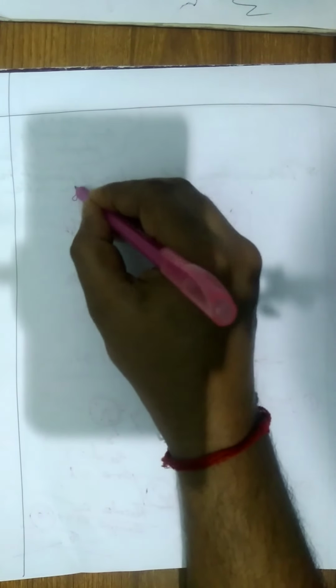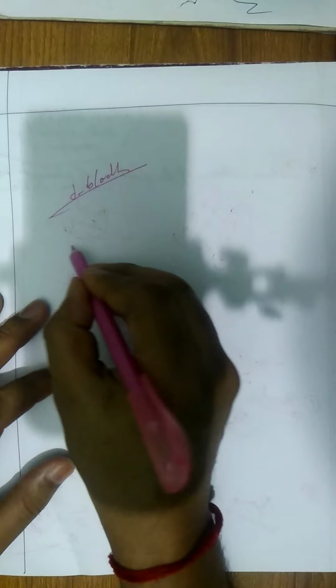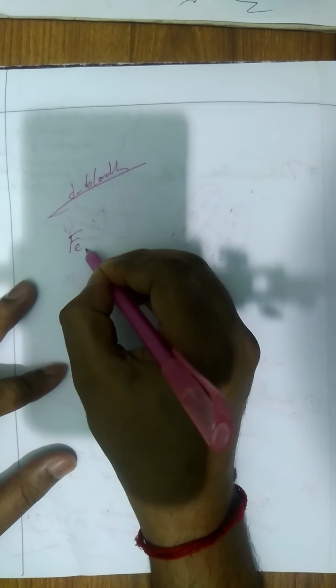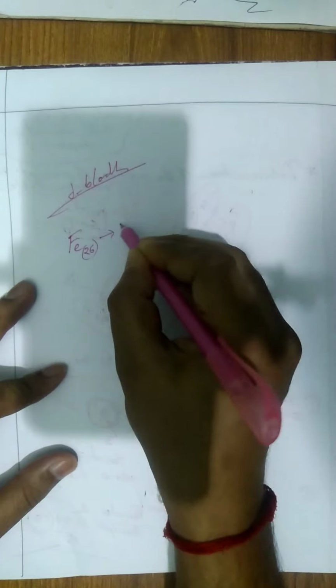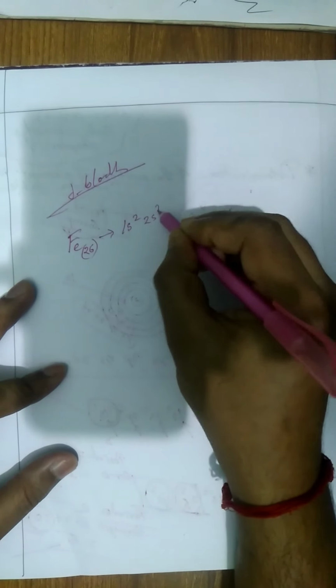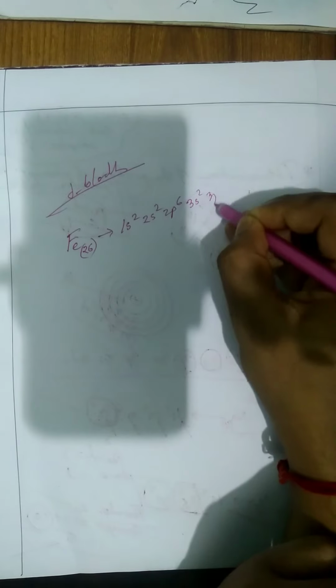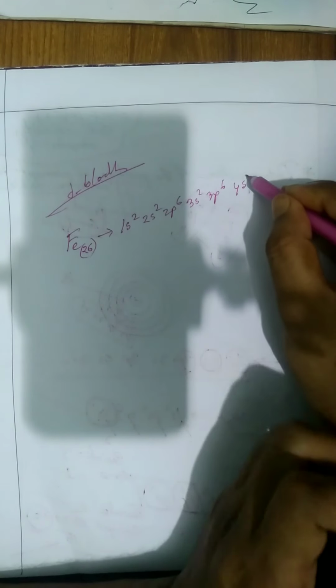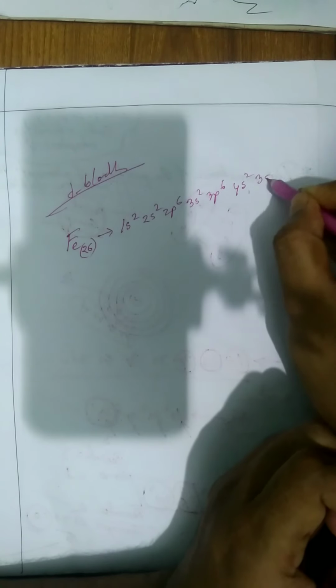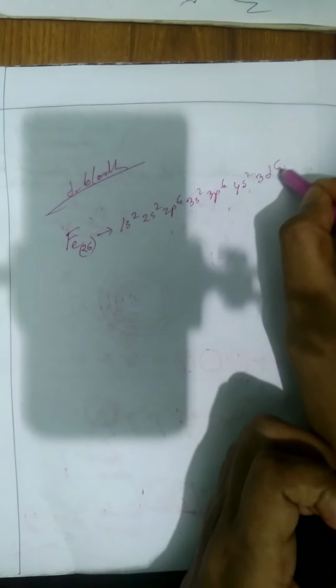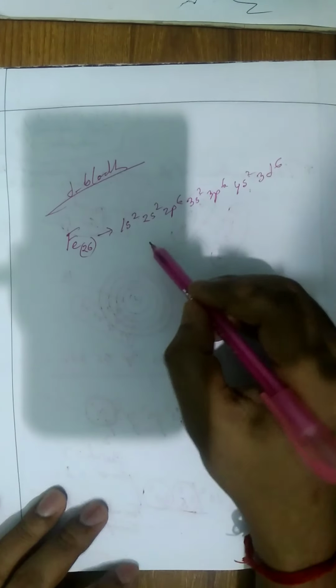Next, d block element. Suppose Fe, atomic number 26: 1s2 2s2 2p6 3s2 3p6 4s2 3d6. So this is the electronic distribution of iron.